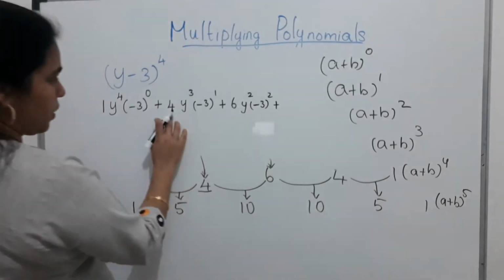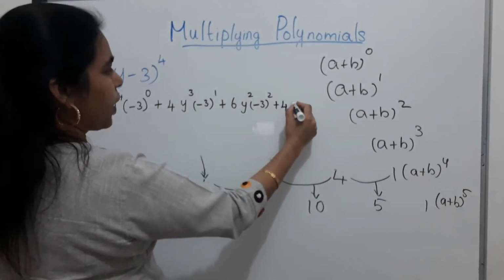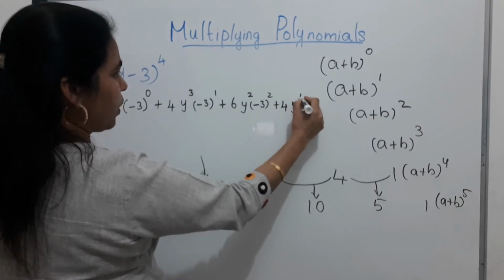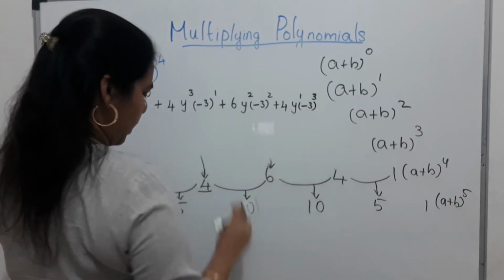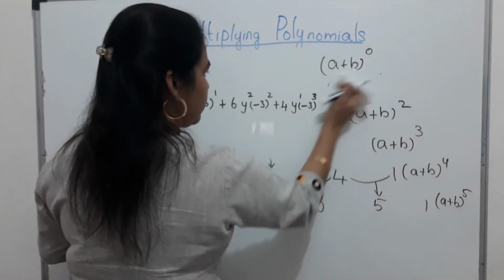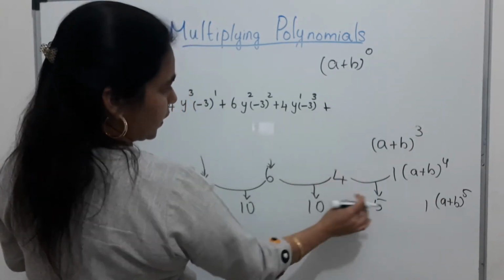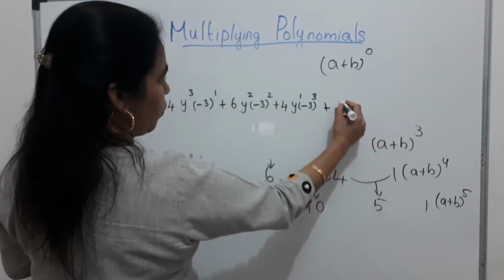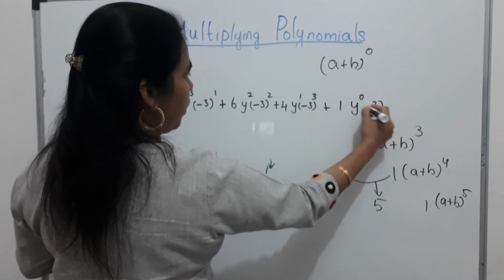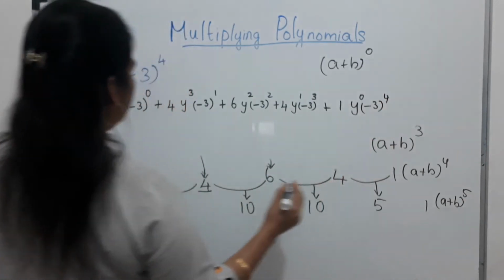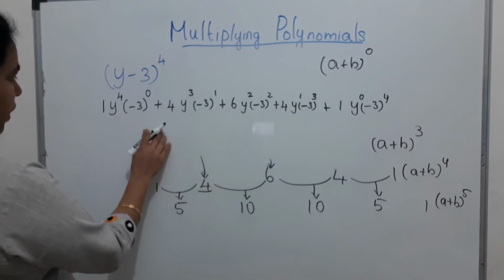Okay, plus what is the next number? 4. So 4 y to the power 1, and then minus 3 to the power 3. Okay, and then the next number is actually 1. So 1 y to the power 0, and then minus 3 to the power 4. Okay, now we can see we have to simplify everything.